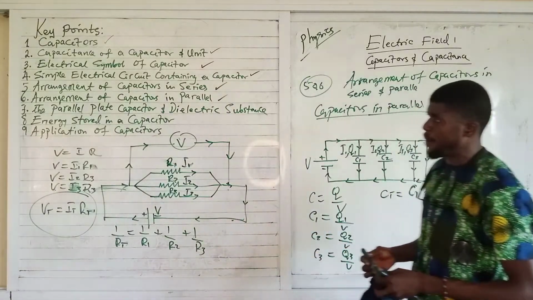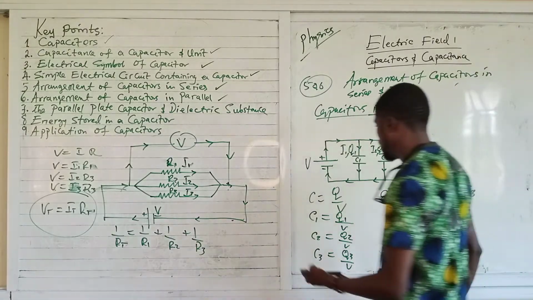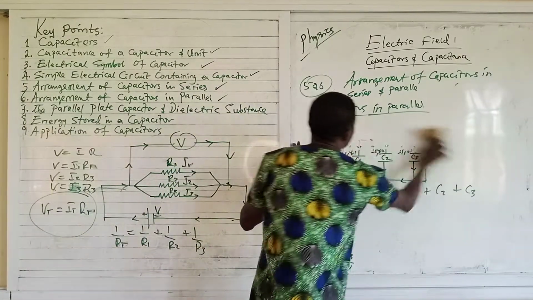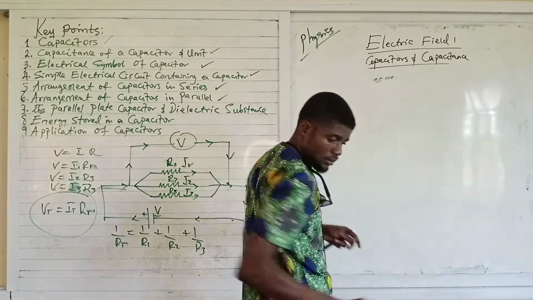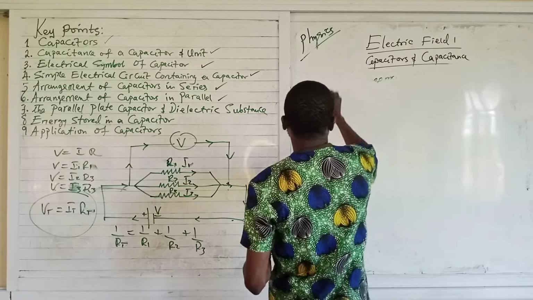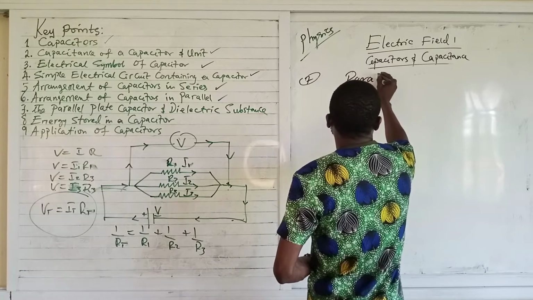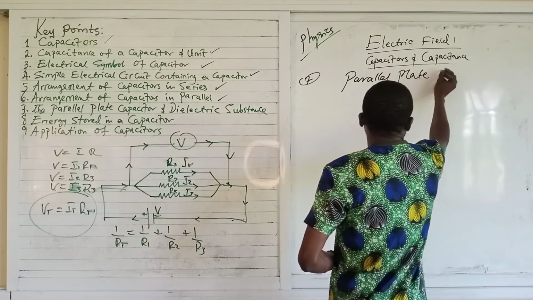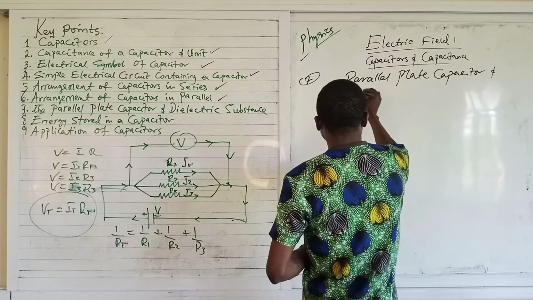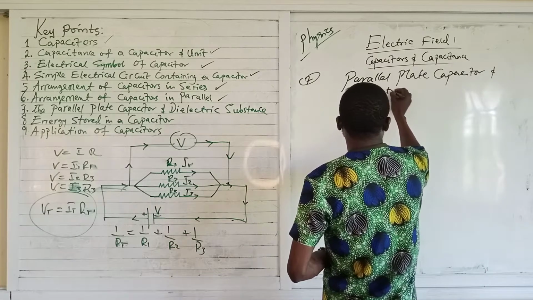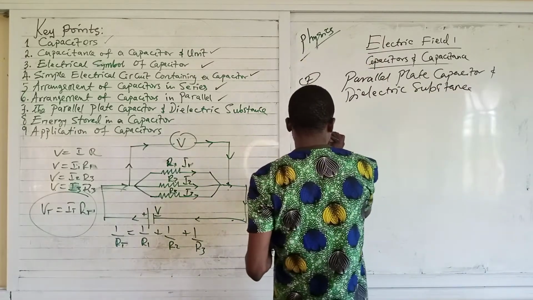We want to look at the parallel plate capacitor and dielectric substance. Look at it very well before I move on. So we want to look at the parallel plate capacitors and dielectric materials. That is item number 7: parallel plate capacitor and dielectric substance. Let me draw something like this quickly.